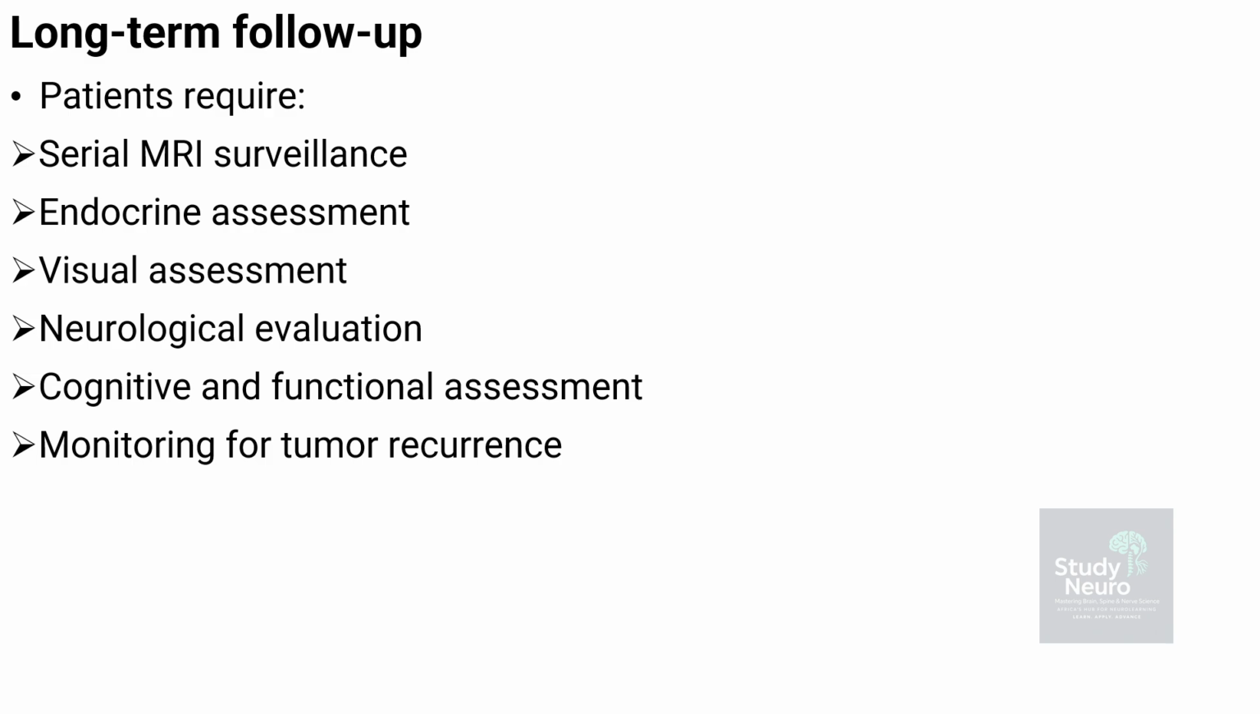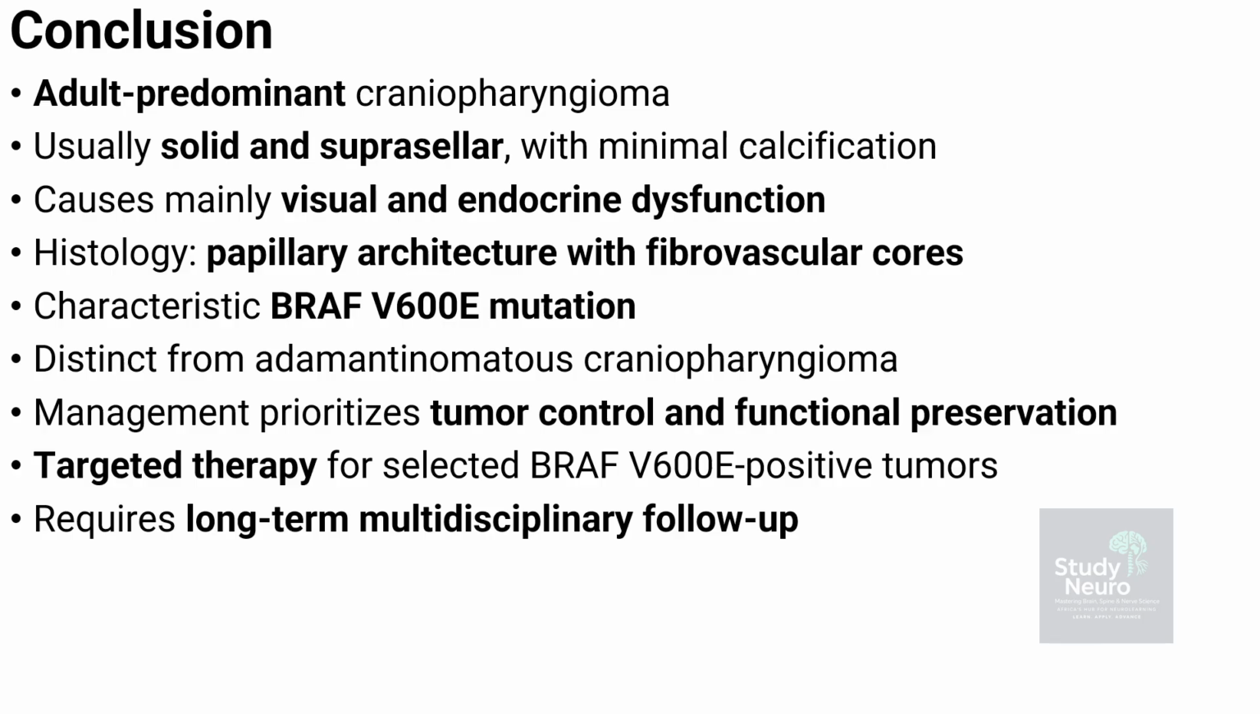nearby brain structures. Even when initial treatment appears successful, patients should continue long-term surveillance. Early detection of recurrence or delayed complications allows timely intervention and better preservation of function. In summary, papillary craniopharyngioma is an adult predominant tumor that usually presents as a solid suprasellar mass with little or no calcification. Visual problems, hormonal disturbances, and headache are common.